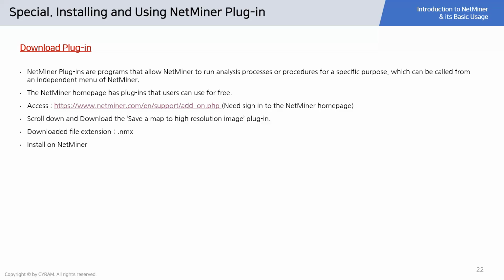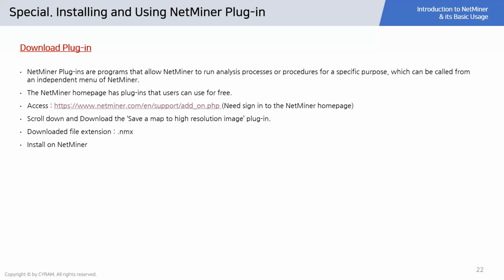Let's see how we can add the downloaded plugin as a new function on NetMiner. First, you have to log in to the NetMiner homepage. Make sure you have already made an account to log in. To download a plugin, go to the web address that you see on the screen. Here, there is a Save a Map to High Resolution Image plugin.